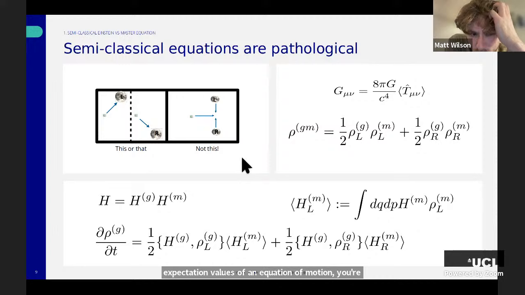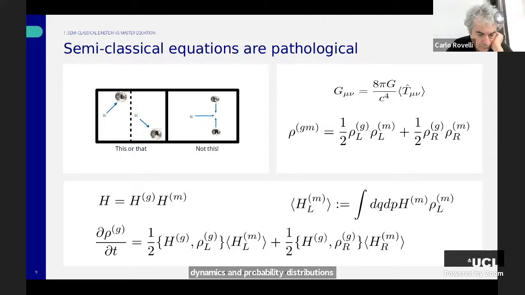You can see that by just looking at two classical systems and what happens when you take an expectation value when you have probability distributions. And you can see this for two quantum systems too: when you take the expectation value of your equation of motion, you somehow get a lot of nonsense. So that's the reason that the semi-classical Einstein equation fails. It has very little to do with quantum theory and everything to do with classical dynamics and probability distributions.